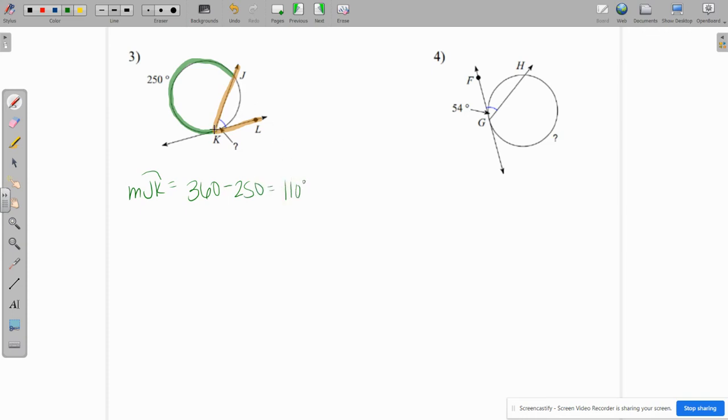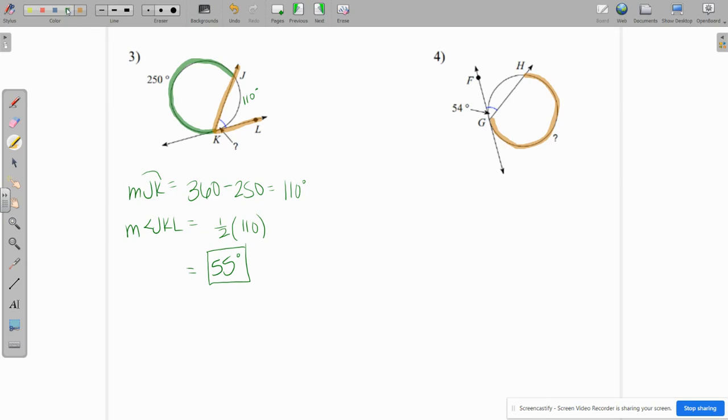So this arc JK is 110 degrees, and we know that the measure of the angle JKL should equal half of that. So half of 110 degrees is 55 degrees. So that would be our missing measure. And then over here, I can see that in this case, the 54 degrees is the measure of angle FGH, and we're looking for this arc measure over here.